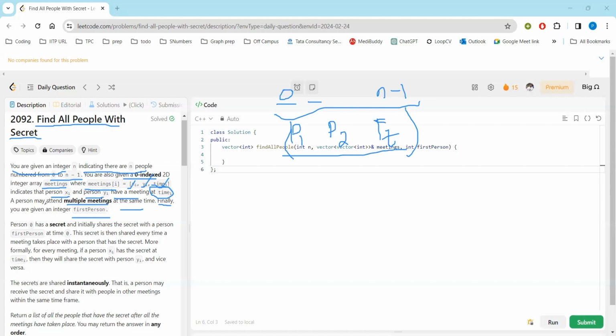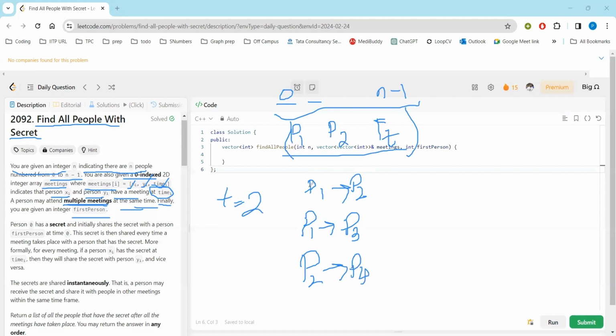One more point they are saying is that a person may attend multiple meetings at the same time. That means if, suppose, at time frame t equal to 2 there is a meeting between person 1 and person 2, then at the same time person 1 can also attend a meeting with person 3, and person 2 can also attend a meeting with person 4. That means one person can attend multiple meetings at the same time frame.